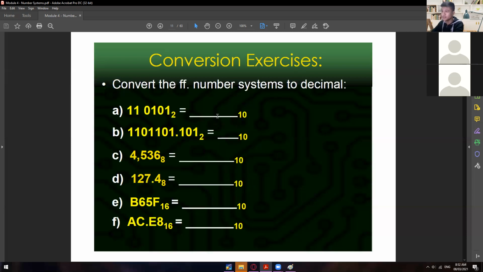All right, so we have here some examples, A to F. We have here binary. How did I know that this one is binary? Just by looking at its base. It has a base of 2, so this one is binary to decimal, and it has a fraction part. Then we have here a base 8, so this one is octal. It is asking us to convert this octal to decimal, but this octal now has a fraction part. And we have here hexadecimal to decimal, and again, this hexadecimal has a fraction part.